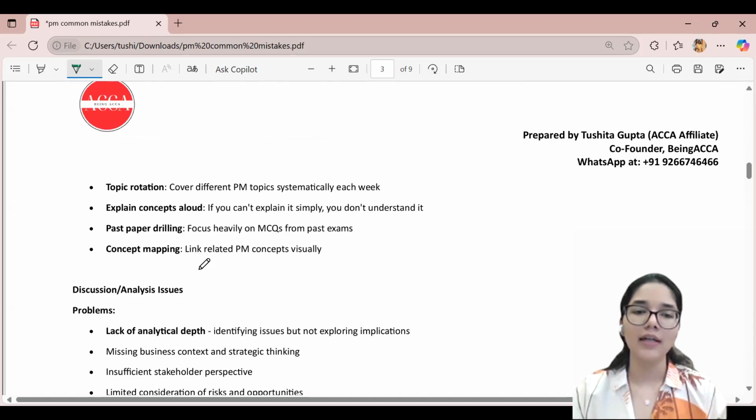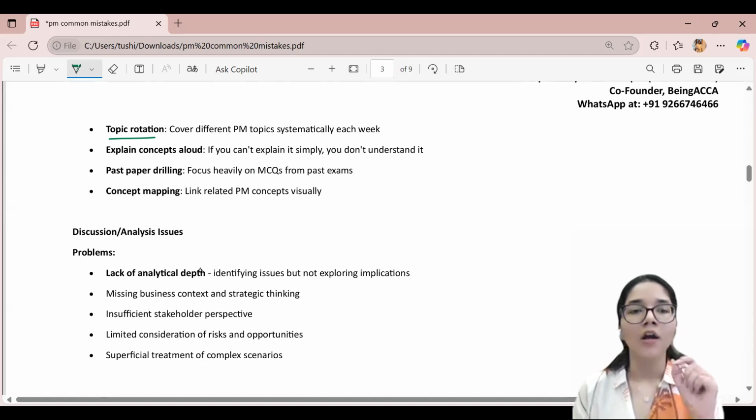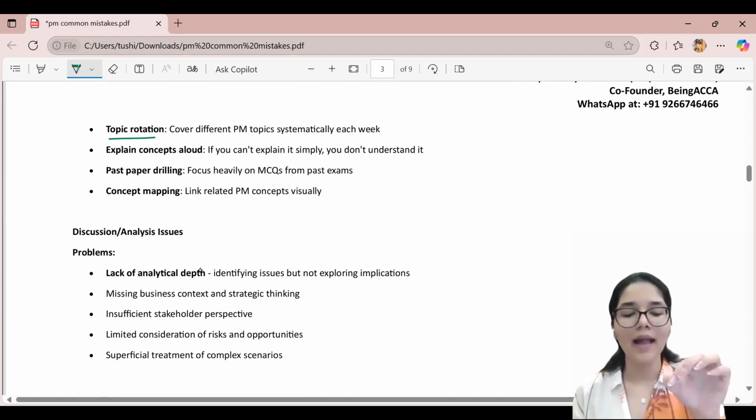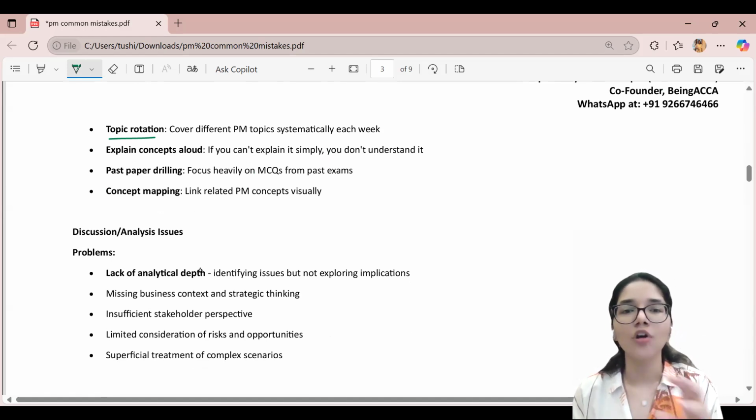Another solution that I would like to give you is to do a rotation of the topics. Do not just pick one topic and say this is the topic I will be studying today. You are at that stage of your preparation now where you have finished each and every area of the syllabus. You have done revisions, you've attempted mocks. So now your practice should not be topic specific. Your topics should be everything that you do each and every day. So different topics you should be covering systematically.